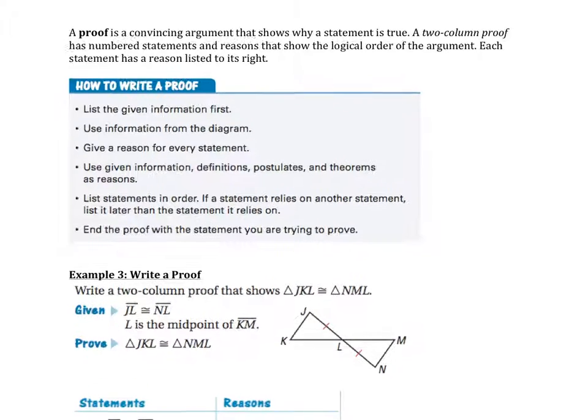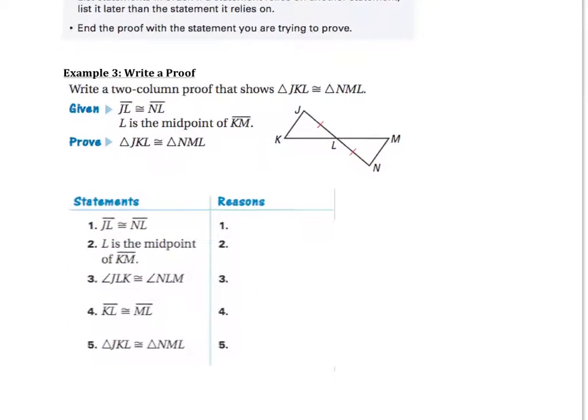So yes, it sounds like a lot. You're going to be given the information, so basically you just fill it in. You're not going to have to come up with the order of the logic. So in this example, write a two-column proof that shows that triangle JKL is congruent to triangle NML.